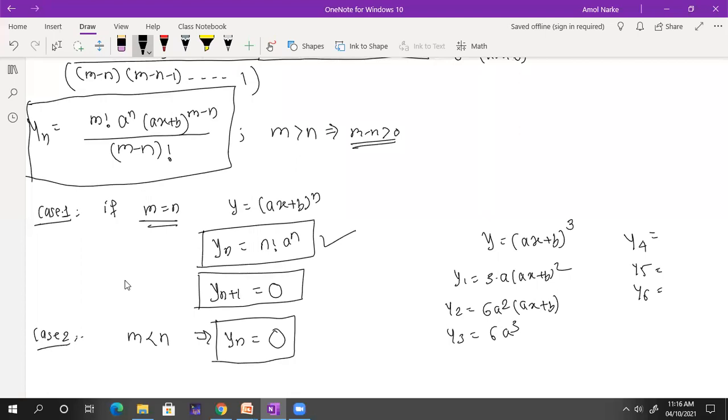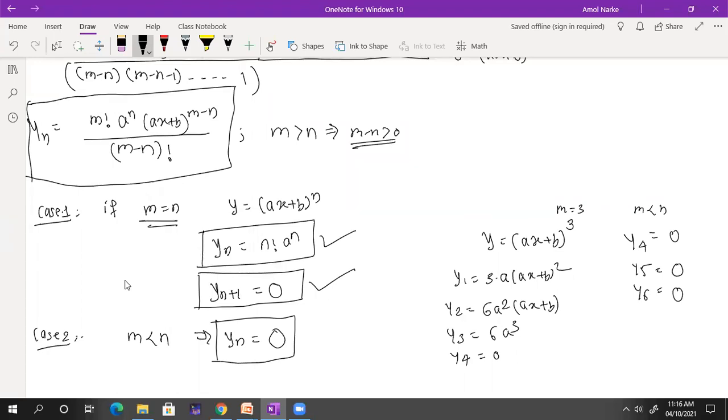But if my value of n is greater than m, my m here is 3, and whatever m I have is less than n, so n value is greater. What is my y4? It's 0. What is y5? 0. What is y6? 0. Whatever next terms, all the terms, you will get as 0, 0, 0 only. Yes or no? So this is what you have.